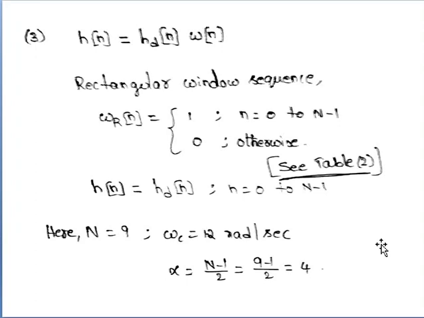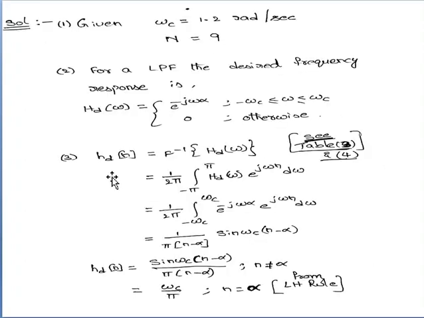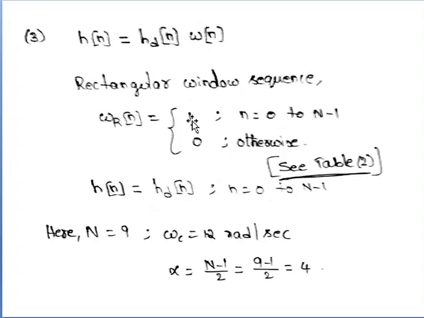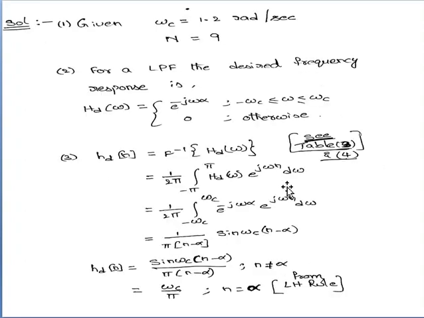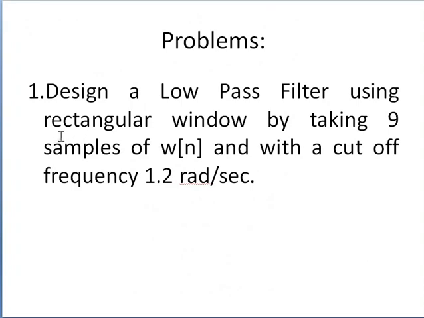Actually, what is the next design step? After finding the HD of n, we should find out the H of n by using the formula HD of n into W of n. What is the W of n here? Window function. What is the window function here? The given is rectangular window.